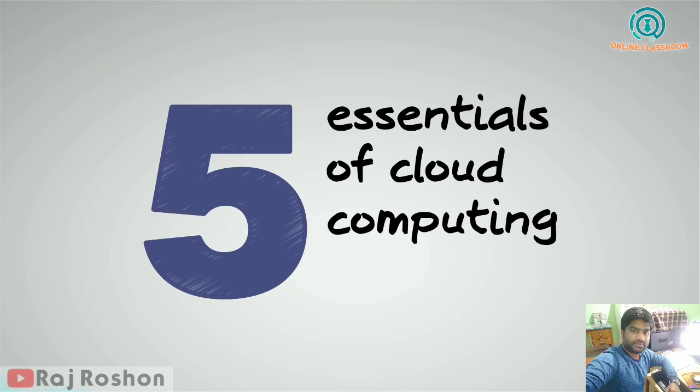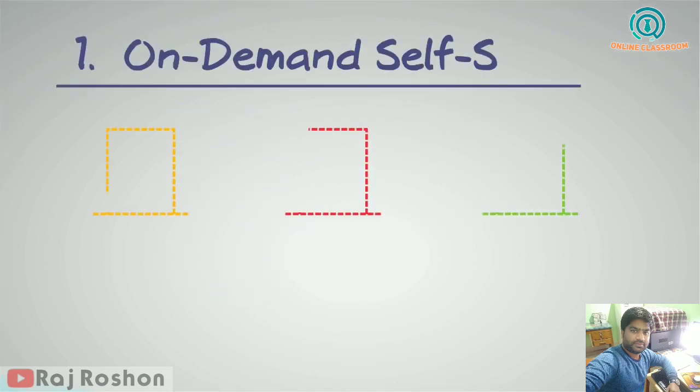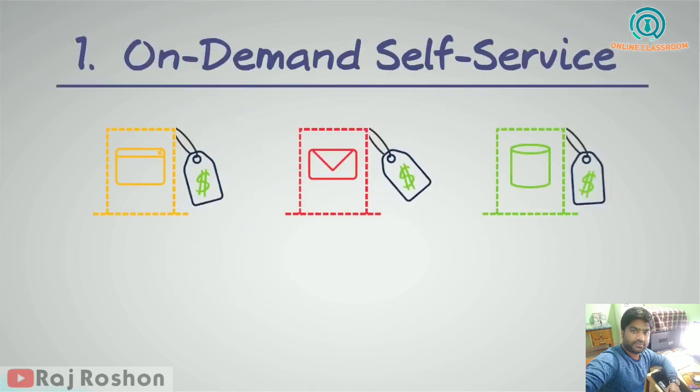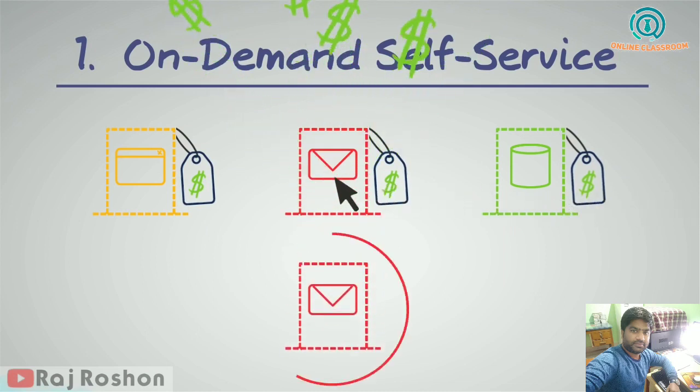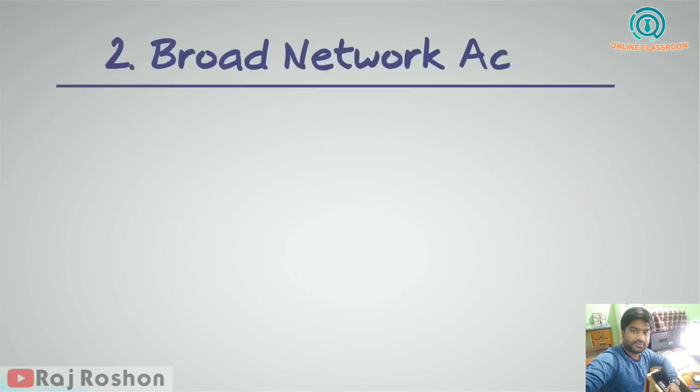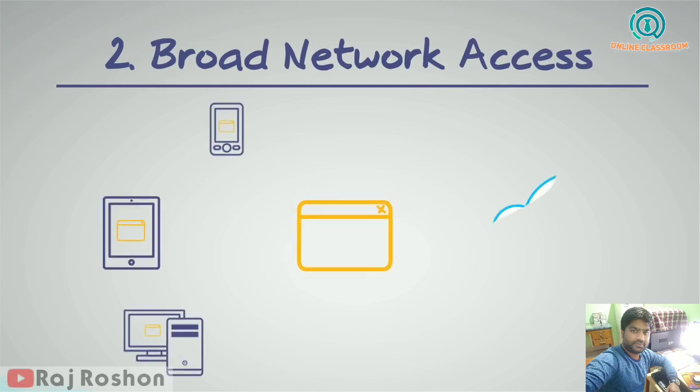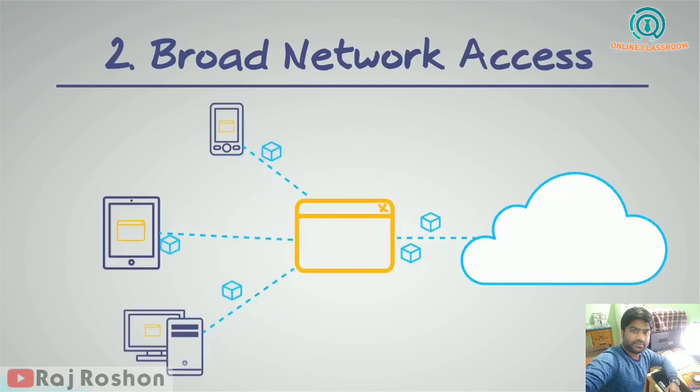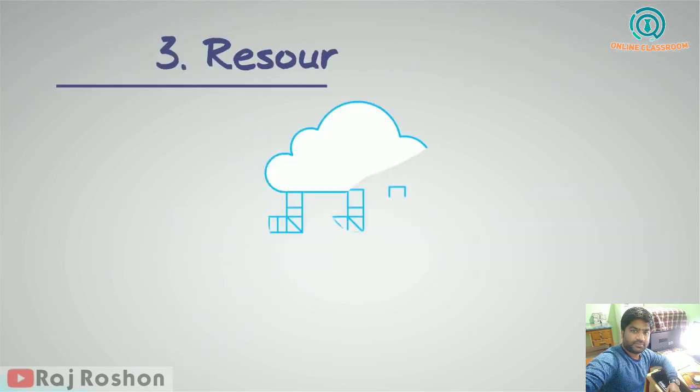So there are 5 essentials of cloud computing, and we will try to discuss this. It is not given in your book. First, on-demand self-service. On-demand self-service means whenever you need, you can subscribe for it. Okay, you have to pay a fee and you can subscribe for it. Second, broad network access: you can access it over your laptop, computer, phone, anywhere.